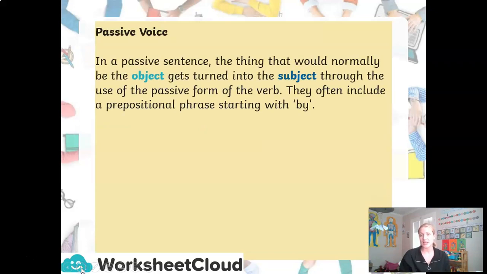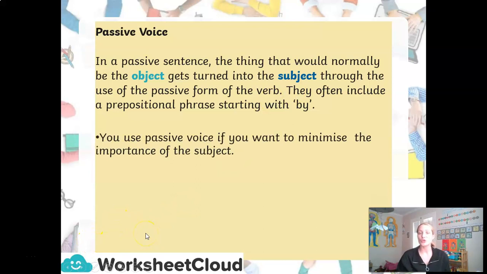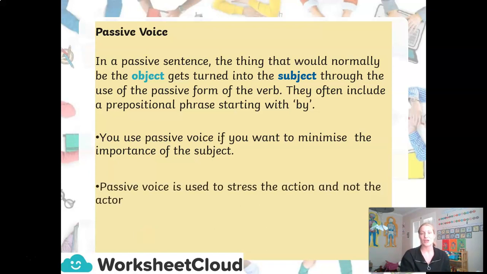Passive sentences usually have the object first, and it makes it so that the object is turned into the subject through use of a passive form of the verb. So a good way of spotting passive voice is to look for the word by. Okay, so you use passive voice if you want to minimize the importance of the subject. Passive voice is used to stress the action, not the actor. Okay, so it's used to stress the verb and the object and minimize the subject.